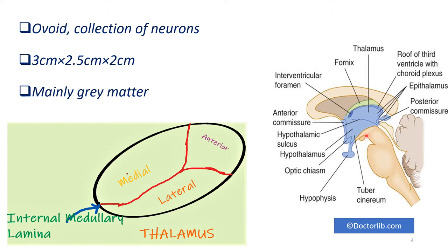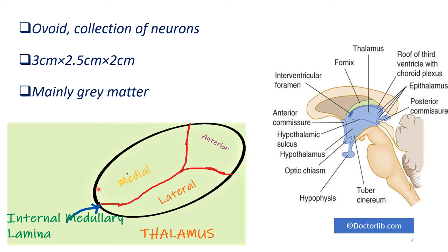The lateral surface, if you see the 3D picture, is related to the posterior limb of the internal capsule. Then, if you try to see the thalamus from outside, let's first talk about this.